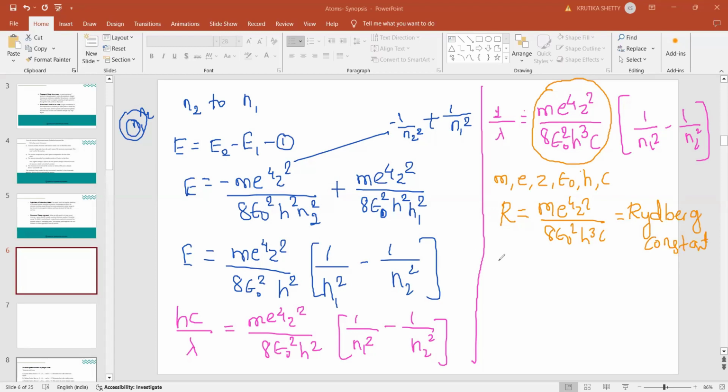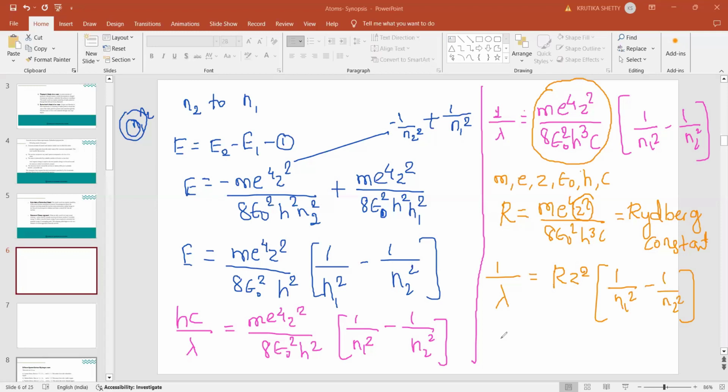Okay, so now we can write 1 upon lambda is equal to, so Z I'll keep as it is, because if you consider the hydrogen atom, Z is taken as 1, but if it is not hydrogen, the Z value will change. For that reason, I'll keep Z square at the same place. So R Z square inside the bracket, 1 upon n1 square minus 1 upon n2 square. Okay. So what is frequency, students? The reciprocal of wavelength is the wave number, right?